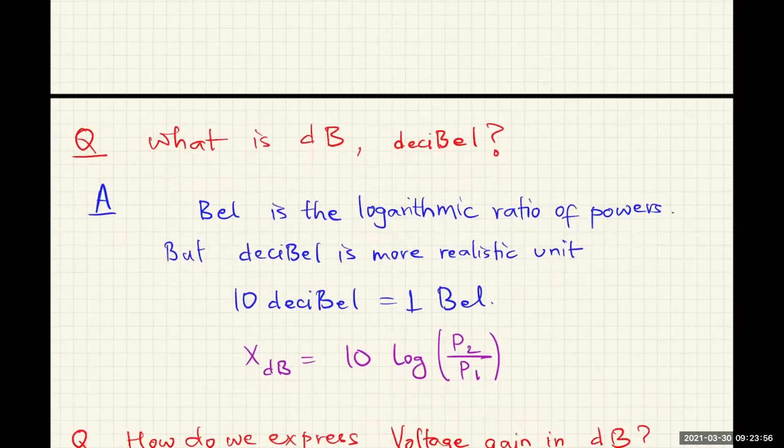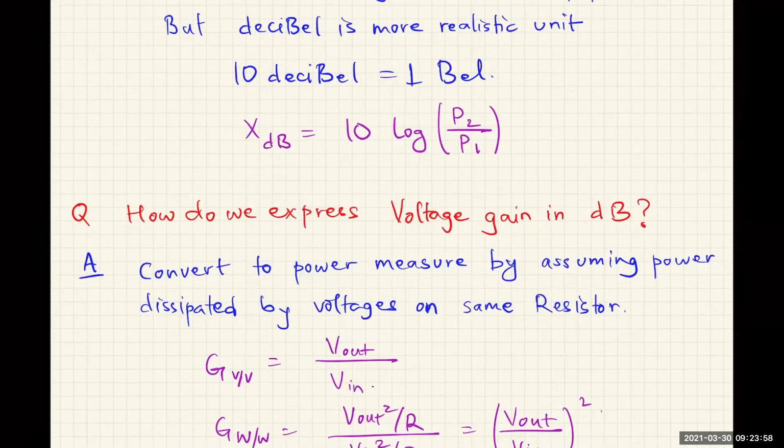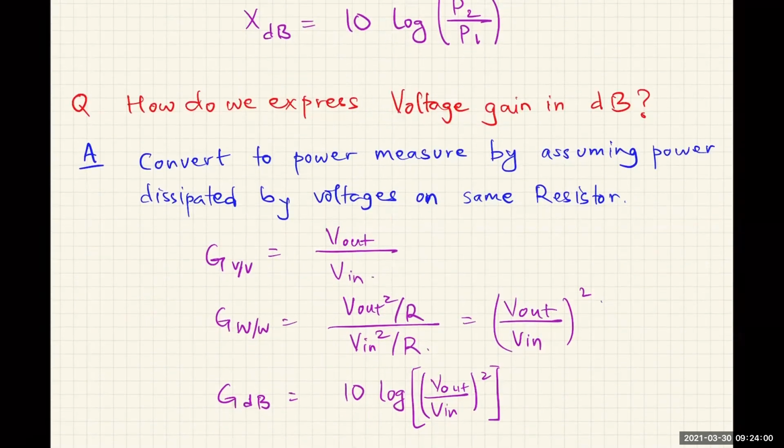Okay, of power. Right? So now how do we express voltage gain in terms of dB? Because we said that bel is a ratio of powers, but we have a ratio of voltages to work with. Okay? So the way to do that is to convert the voltage gain into a power measure by considering the power dissipated through the same resistor for the given two voltages.